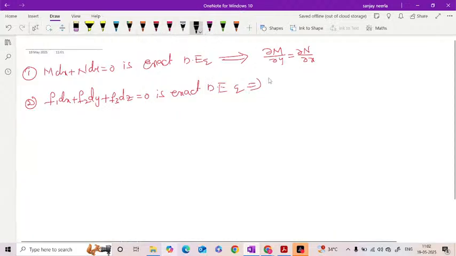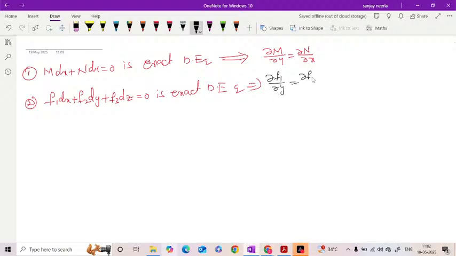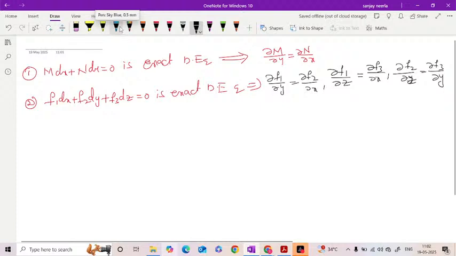So here the necessary and sufficient condition is dou f1 by dou y is equal to dou f2 by dou x, first one, and dou f1 by dou z is equal to dou f3 by dou x, and the third one is dou f2 by dou z is equal to dou f3 by dou y. So this is the necessary and sufficient condition for the exact differential equation.